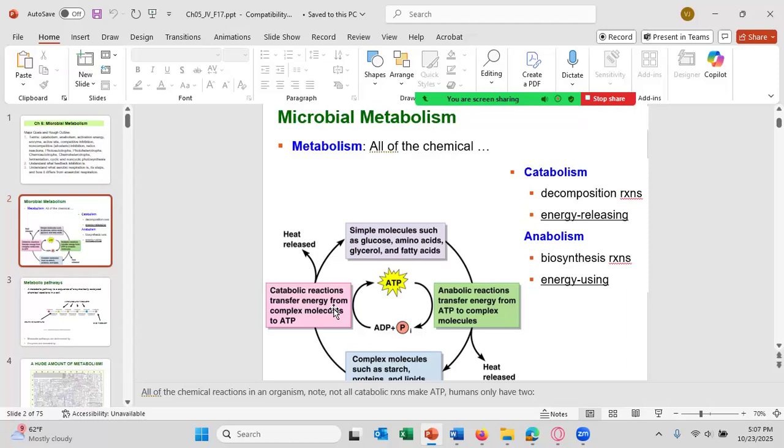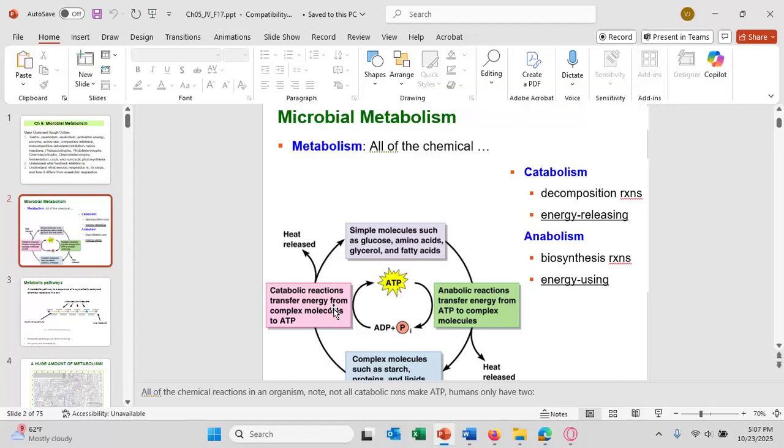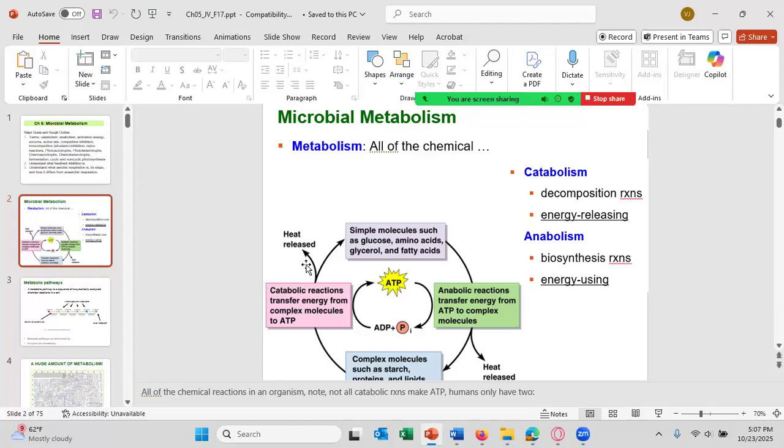There are only two processes in humans that can make ATP. And actually, we're going to talk about both today. One is aerobic respiration, and the other is fermentation. All of the other catabolic reactions, and I don't know how many there are, hundreds, thousands, maybe tens of thousands of catabolic reactions occurring, do not make ATP.